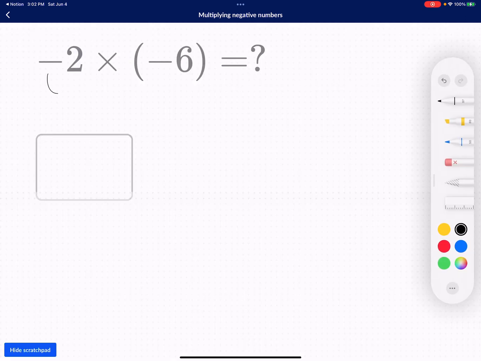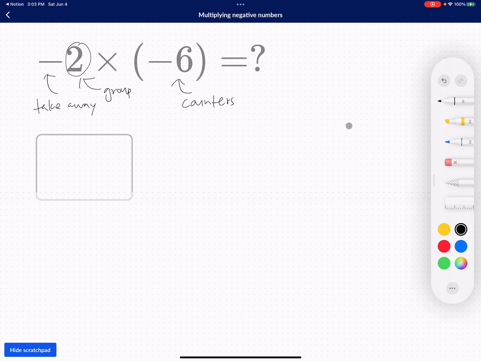So this means right here, we take away two groups, right? This means groups of 6 negative counters. So that's what that means. So we're taking away two groups of -6 counters.